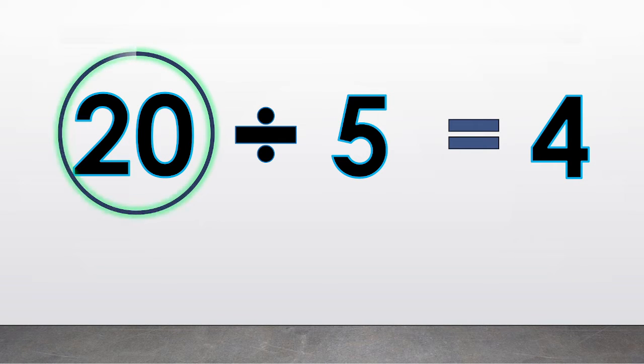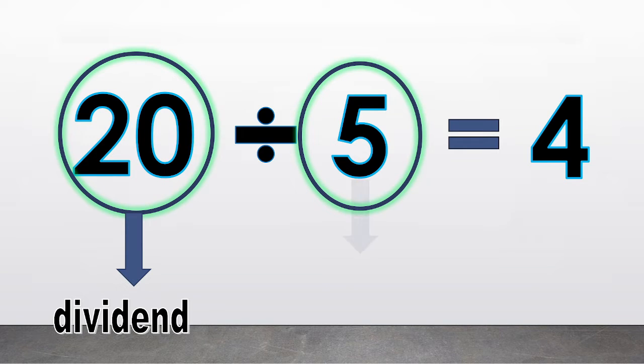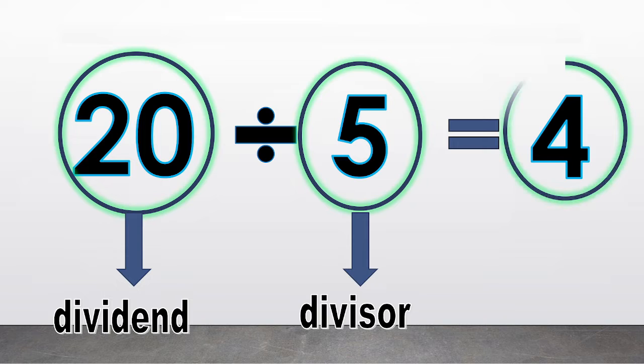The number 20 here is what we call the dividend. The number 5 here is what we call the divisor. And the number 4 here is what we call the quotient.